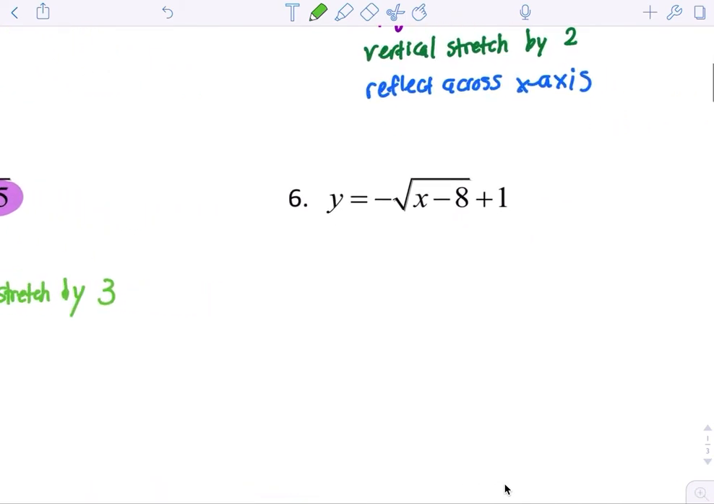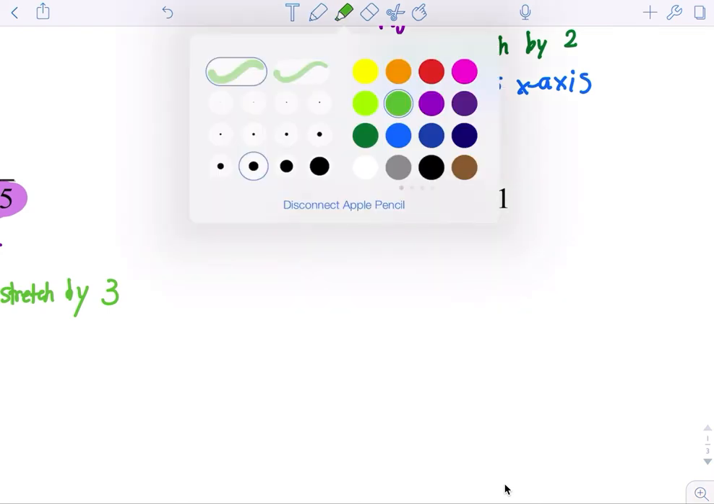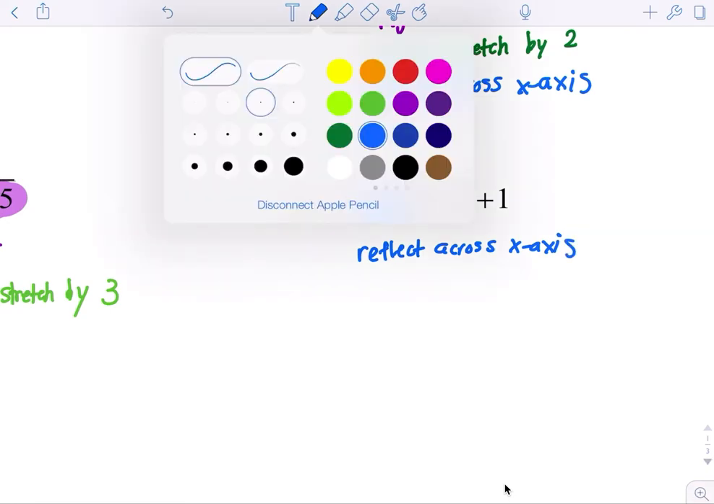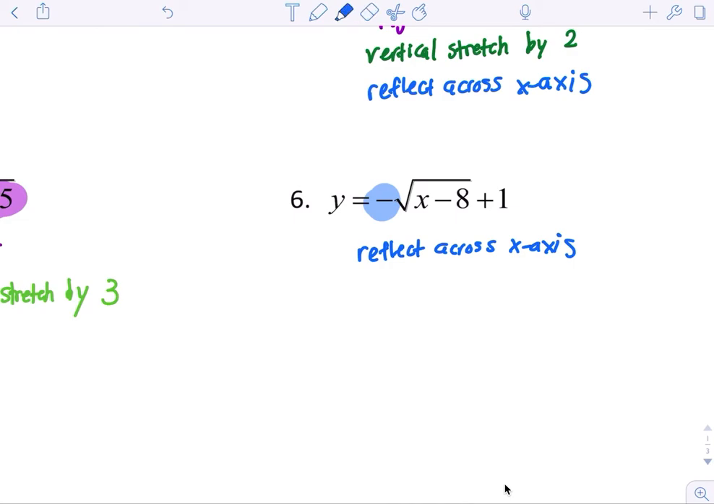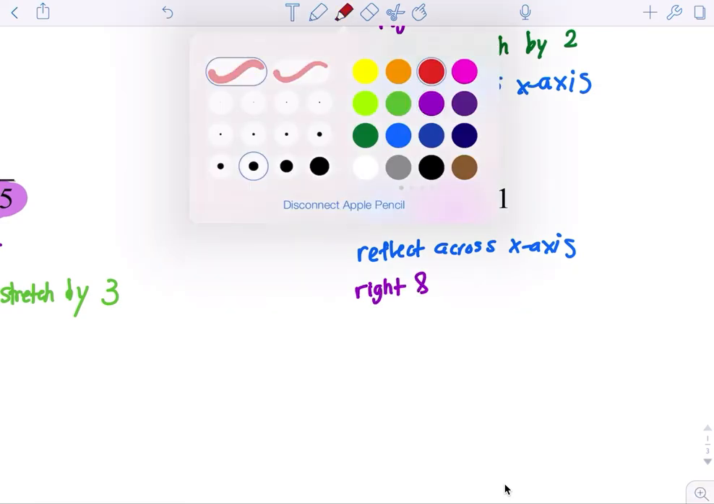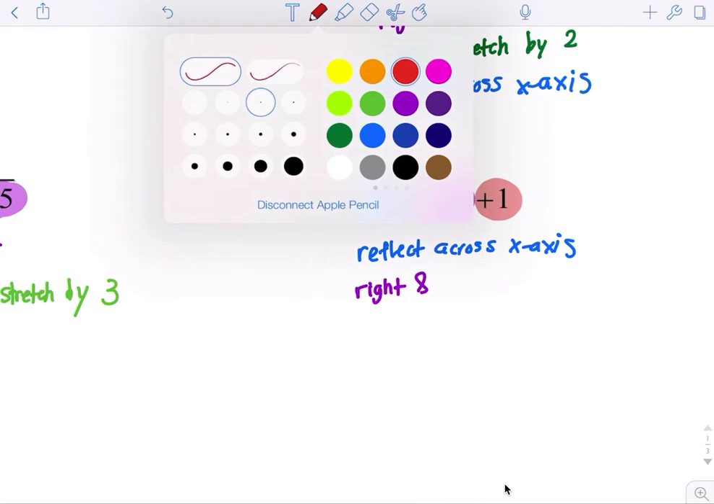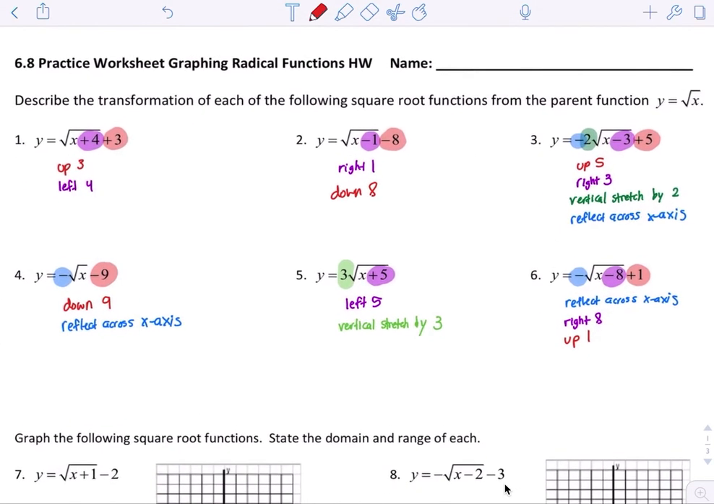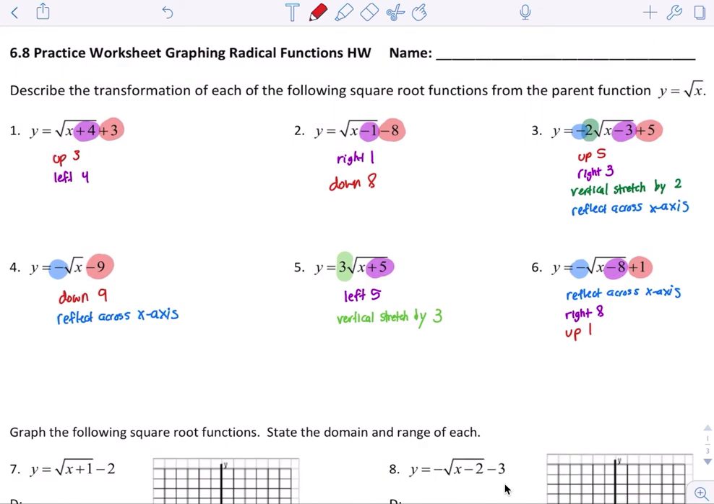And this last one, number 6. Negative sign, reflect across the x-axis. If there's a negative sign on the inside, it's reflect across the y-axis. Alright, purple. This minus 8 is to the right 8. And lastly, this plus 1 is up 1. So again, use your notes to your advantage for this.